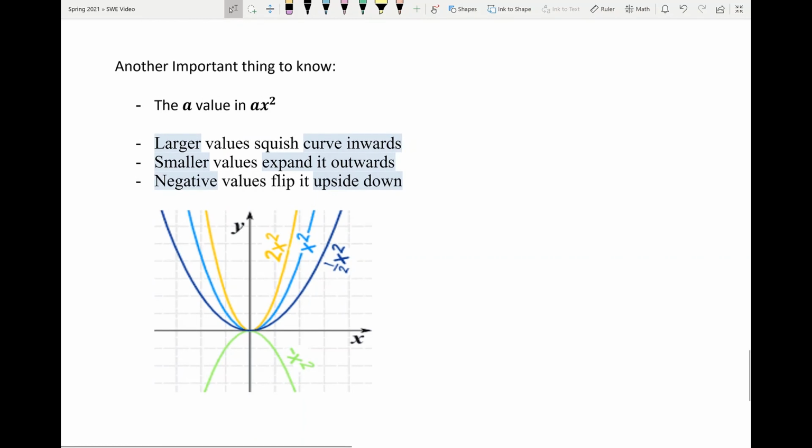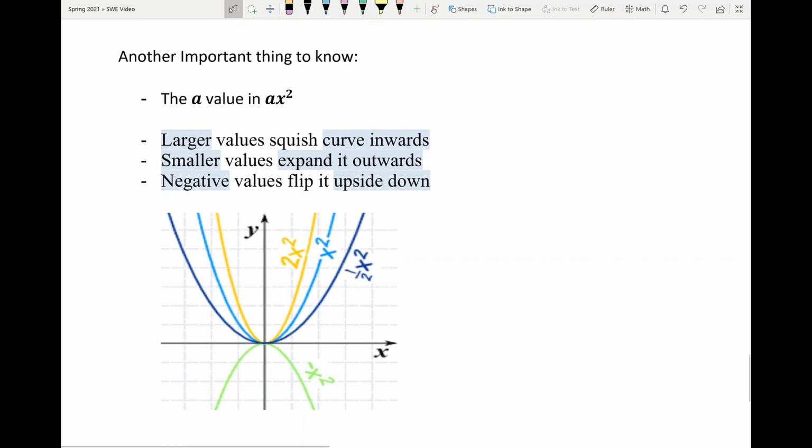And then one other important thing to know is that the a value in ax squared, when you're looking at the normal polynomial or the a value in the vertex form, is that the larger it gets, the more it will squish the curve inwards. Smaller values will expand it outwards, and then negative values are going to make the entire curve flip upside down.